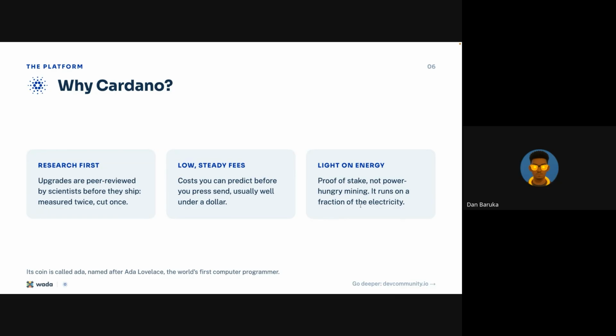We also know that it has lower transaction costs, a few cents, I mean less than $1. So yeah, it's one of the good reasons. And it's a proof of stake blockchain, so less energy. This is why Cardano. There are many other reasons, but I've just used the three.